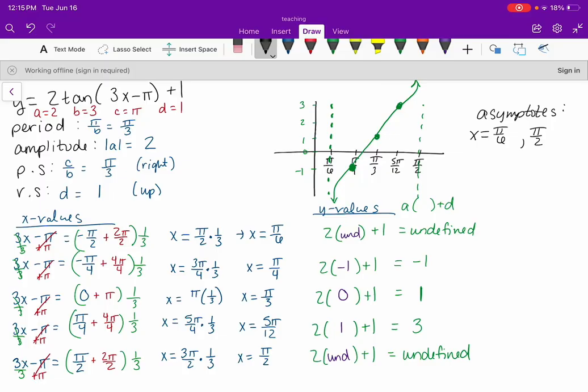Another way you can write your asymptotes is pi over 6 plus pi over 3 times k. This is a notation to say that I can write all of my asymptotes this way, because every time I add a period to an asymptote, I'm going to find another asymptote. That's where another cycle lies.